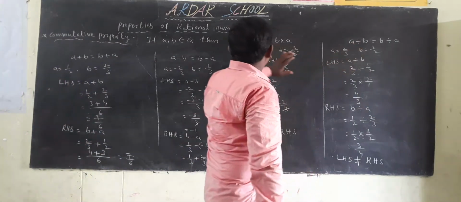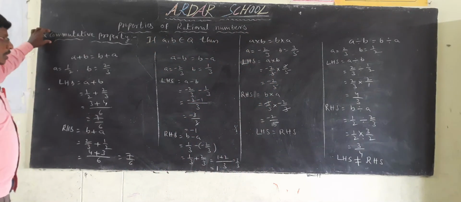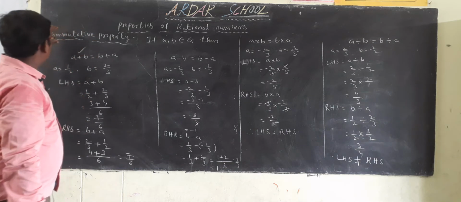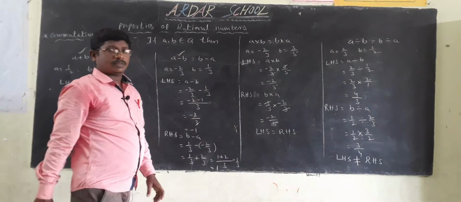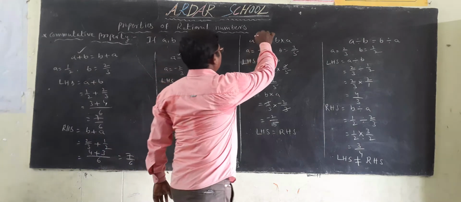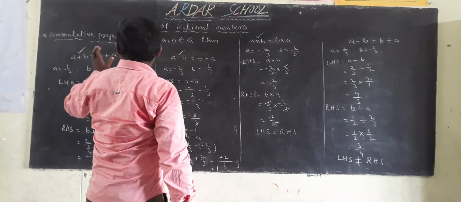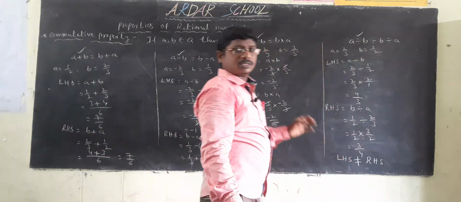Next, we conclude that the rational numbers satisfy the commutative property under addition. Rational numbers do not satisfy the commutative property under subtraction. The rational numbers satisfy the commutative property under multiplication. The rational numbers do not satisfy the commutative property under division. This is the commutative property.